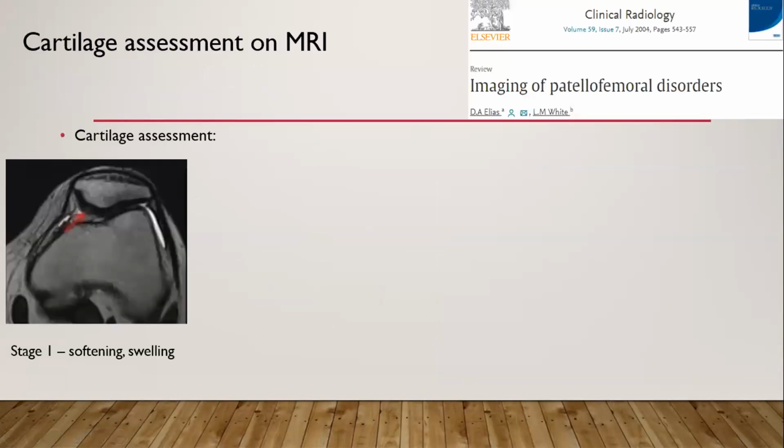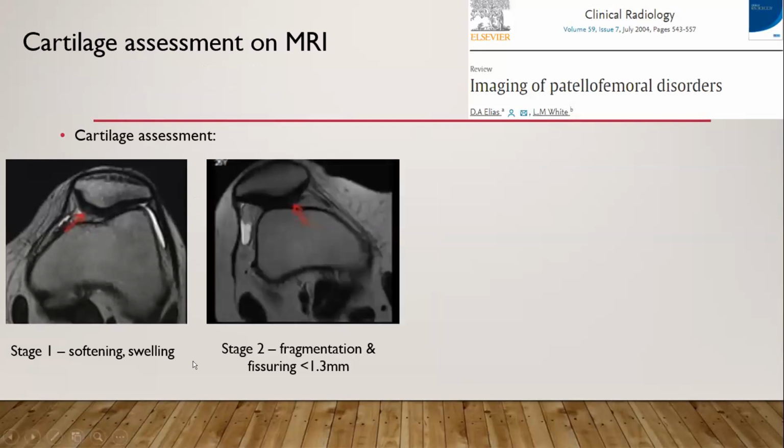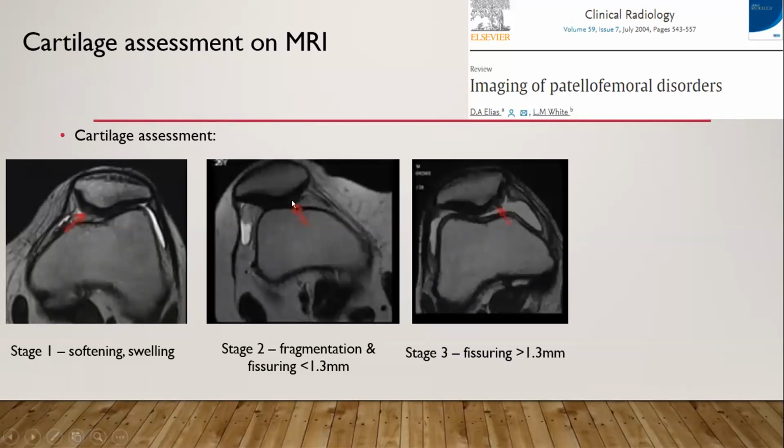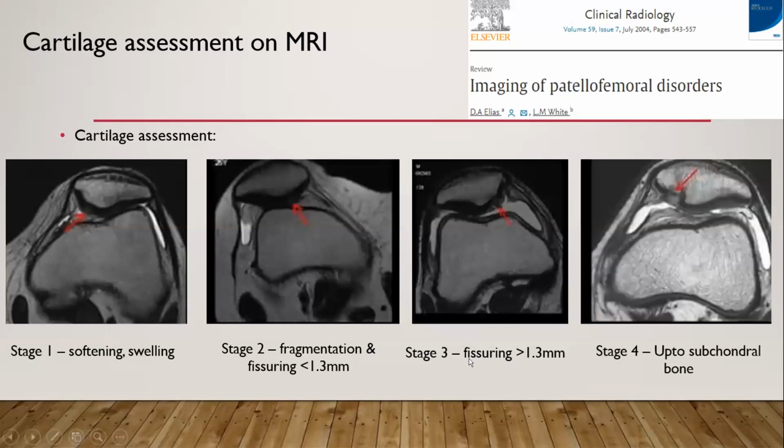Cartilage assessment can also be done with an MRI. Stage 1, we can see softening and swelling of the cartilage. Stage 2 will be fragmentation and fissuring less than 1.3 millimeter in the patellar cartilage. In stage 3, the fissuring is more than 1.3 millimeter. In stage 4, the cartilage loss will be down to the subchondral bone.